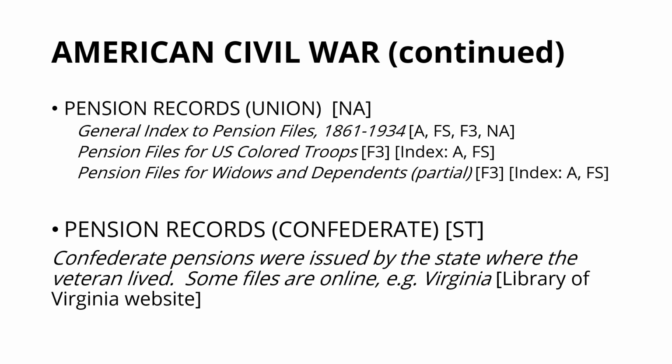Pension files for Union troops are located at the National Archives. Several online sites have indexes to those files. A few of the files have been digitized so far. Those for U.S. colored troops and for widows' pensions for certain states can be found on Fold3. Confederate pensions were issued by the former Confederate states to veterans who resided in their state. Some of those pensions are posted online by the state.